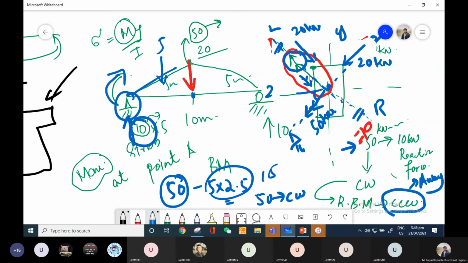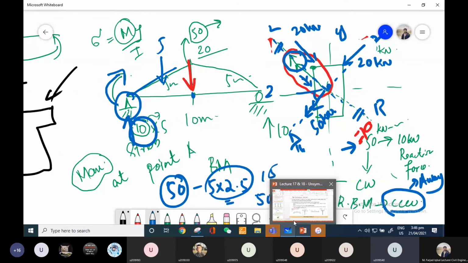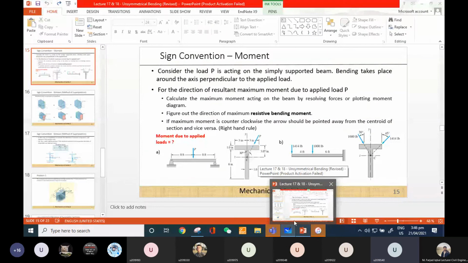And once you have these arrows, after that things will be quite simple. You simply have to resolve or transform and you will get the stresses. Is it clear?